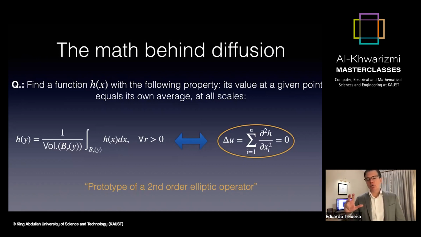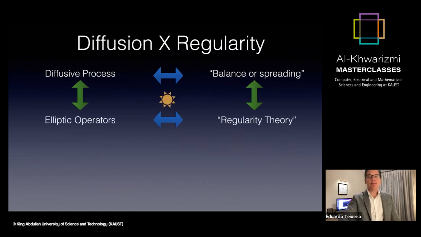So what I'm trying to convey here is that if you have a model that involves some sort of diffusion in the sense that I mentioned before, then the kind of PDE that will drive the system will be of this elliptic form.